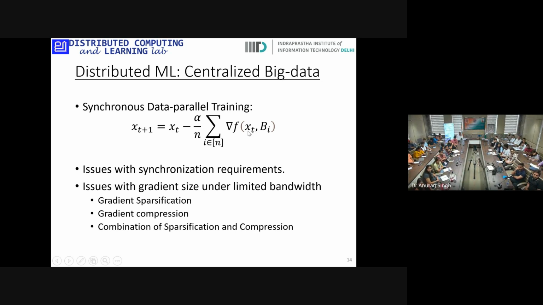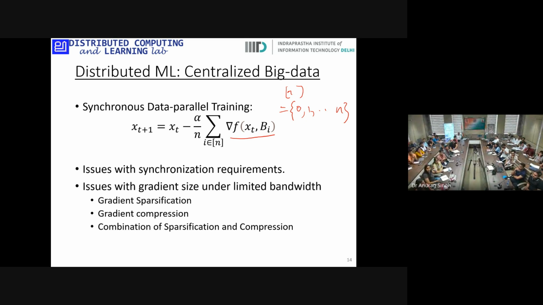The parameter state is represented by the subscript little t. Little t denotes the iteration number, and i denotes how many batches of data you have processed. Suppose you have n batches of data, then i goes from 1 to n. This notation, square bracket n, essentially is the set 0, 1, 2, up to n. Everyone fine with all the notations here? Yes. So then you compute the gradient.